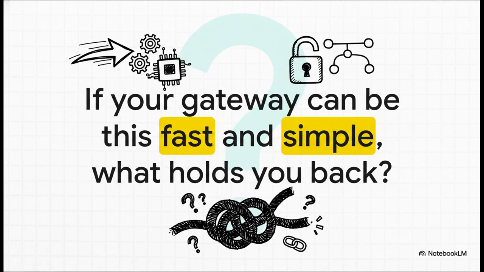So I'll just leave you with this final thought. In a world where performance and developer productivity are everything, KrakenD proves that your API gateway doesn't have to be some complex, slow bottleneck. So the real question is, if your gateway can be this fast and this simple, what's holding your architecture back?